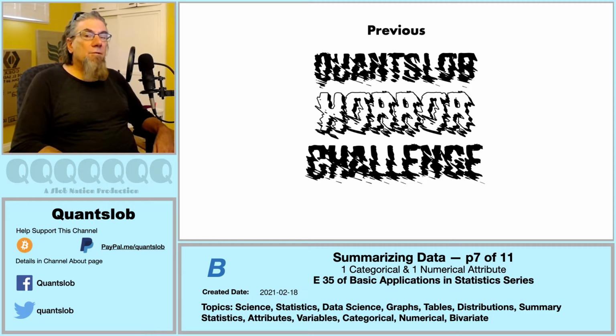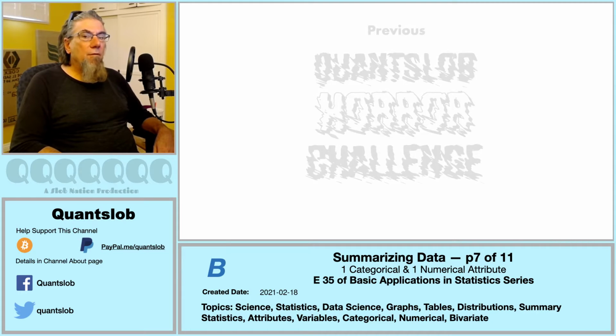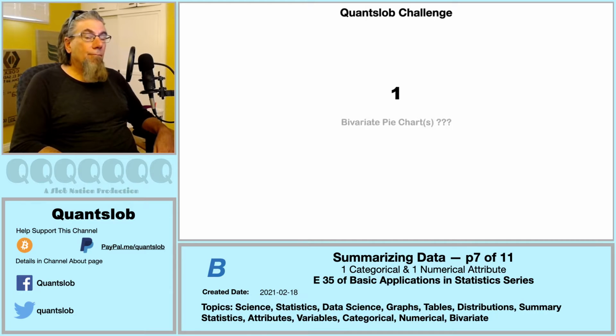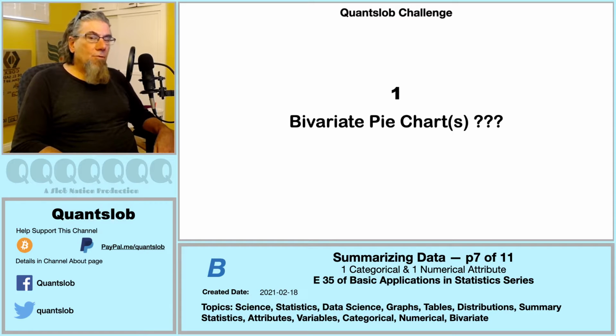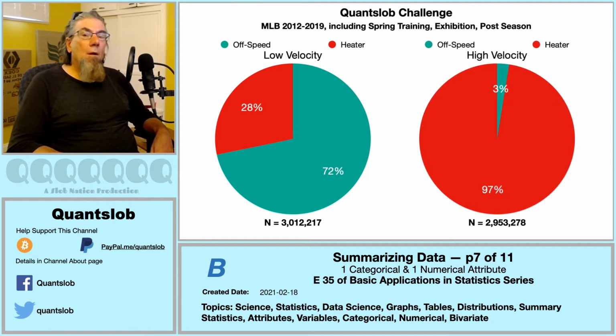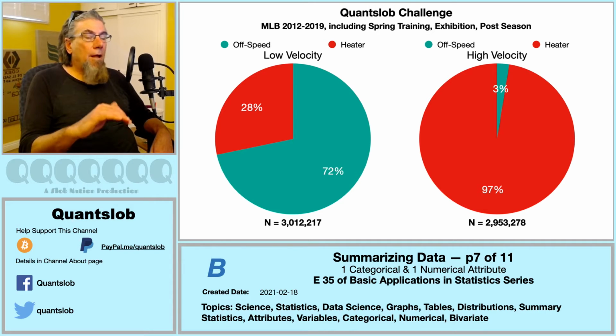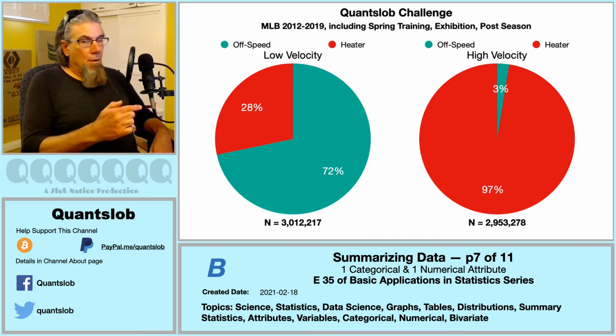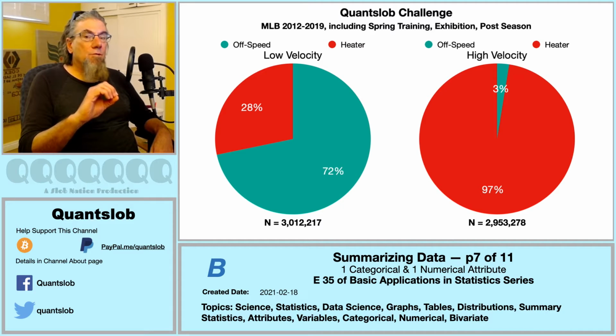Very first order of business right from the get-go. Let's take a look at our previous QuantSlab horror challenge. How might we use pie charts to show a bivariate distribution between two categorical attributes? Well, we can use side-by-side pie charts. The chart on the left shows the distribution of off-speed or heater for pitches that are categorized as low velocity. The chart on the right shows the distribution of off-speed or heater for pitches that are categorized as high velocity.